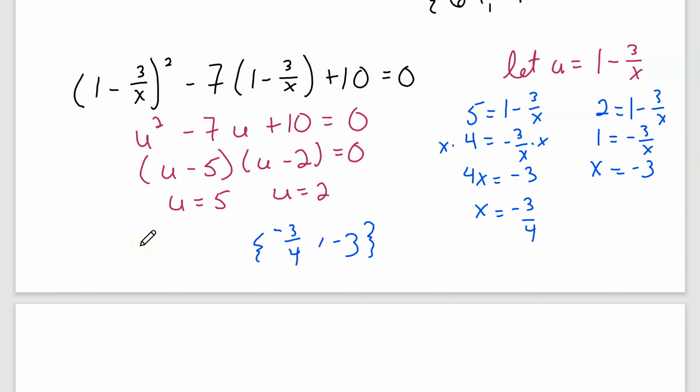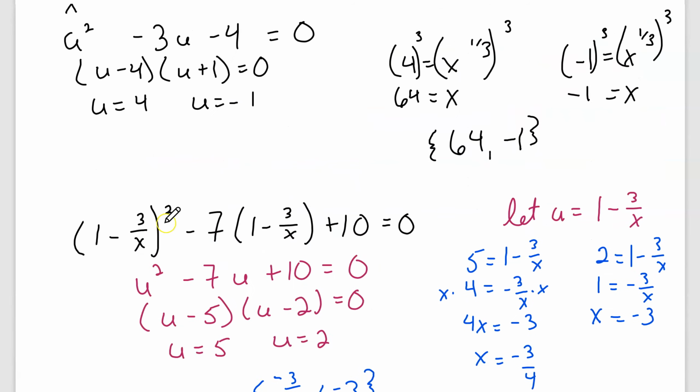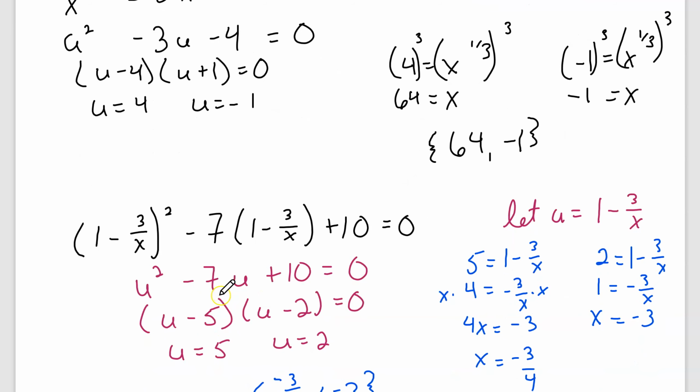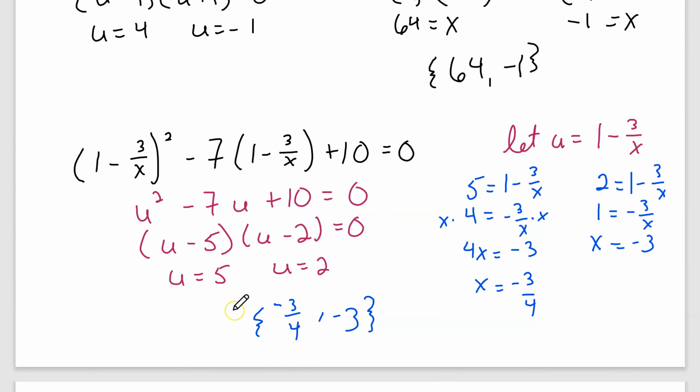So in these cases, we are letting u be a value, usually our middle variable or middle term that's being multiplied by something, so that we can substitute and then factor so that we can solve a little bit easier.